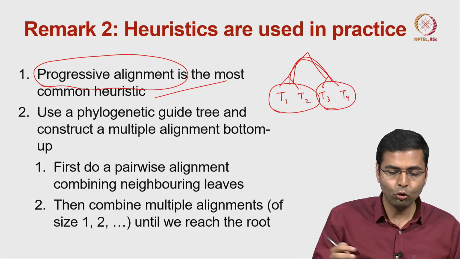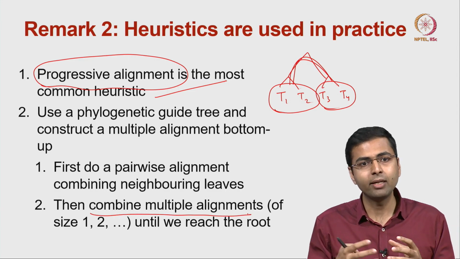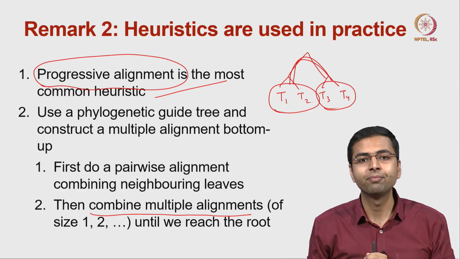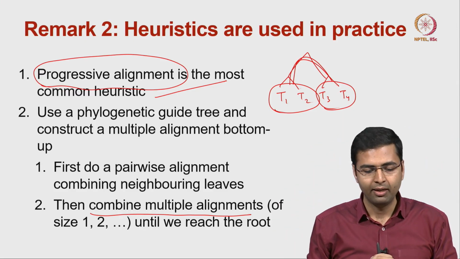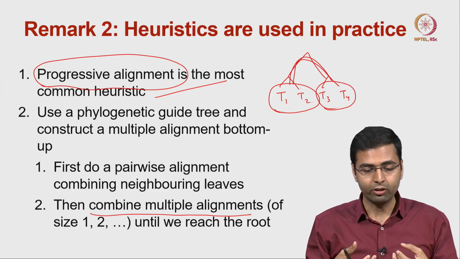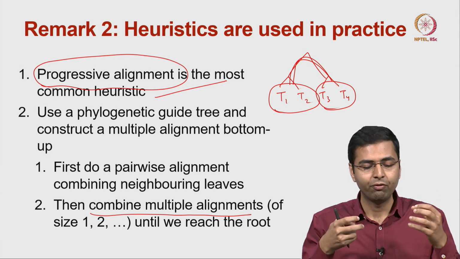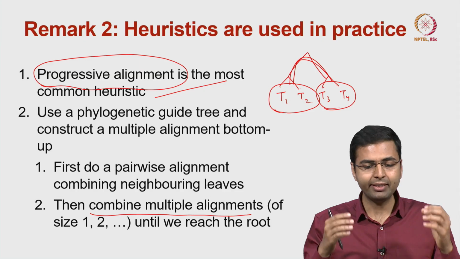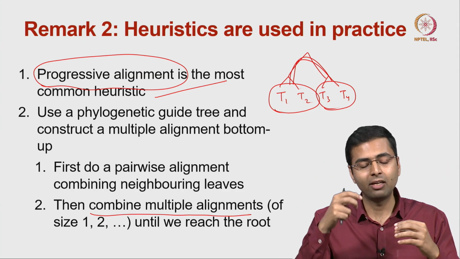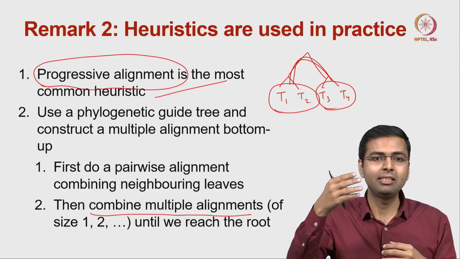So basically, as we go in a bottom up manner, we will combine these multiple alignments of size 1, 2 and so on until we reach the root node of the tree. In other words, we are starting from the neighboring leaves of the phylogenetic tree or the guide tree, and we are working our way in a bottom up fashion, combining these multiple alignments as we go up. As you can see, as we are going up, the number of columns will increase, because that is how we are adding these sequences in a progressive manner.